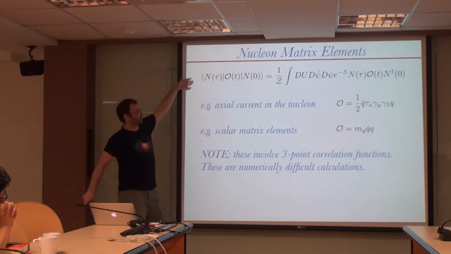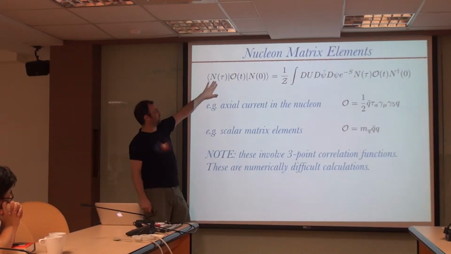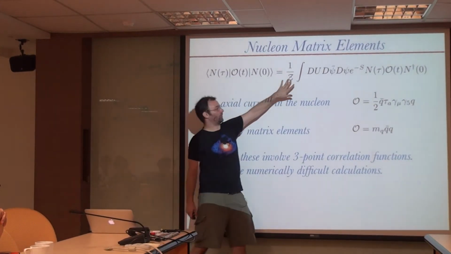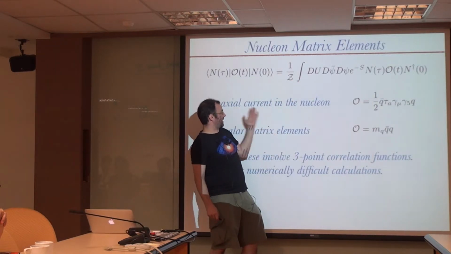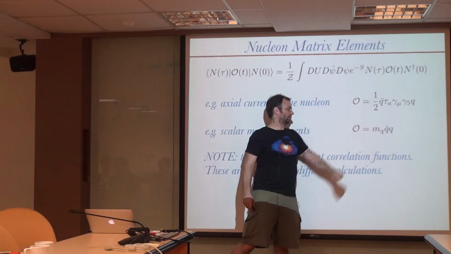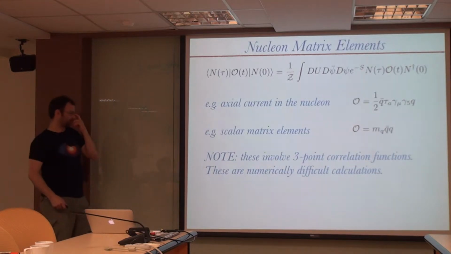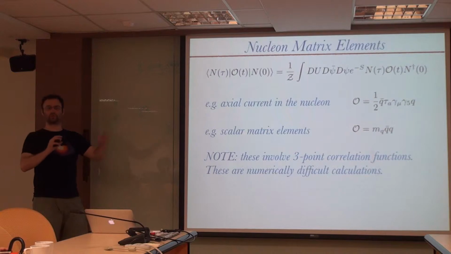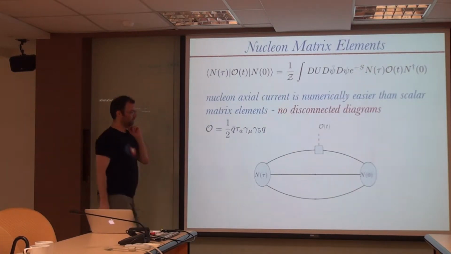So I've been talking about how you compute matrix elements. I just wrote down something that looked like this on the board. We have a nucleon final state, an initial state, and some operator we want to compute. We have the path integral we actually have to perform in our numerical calculation. For example, if you want the nucleon axial current, you would put down this operator. If you want these scalar matrix elements, you put down this other operator. So these are difficult things to compute because of these three-point functions. There are more complications I didn't go into, but they're just hard to compute.